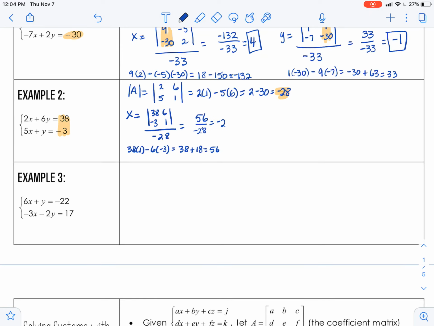Okay, I'm going to do my Y's. So again, this time my constant goes in place of my Y's, so that means my X's go back to what they were in my original. I'm going to put in my Y's, still divided by negative 28. Again, I'm going to come down underneath and run those numbers.